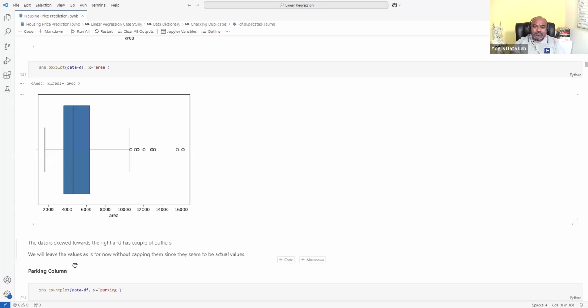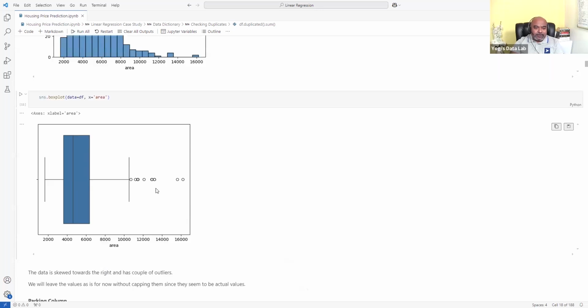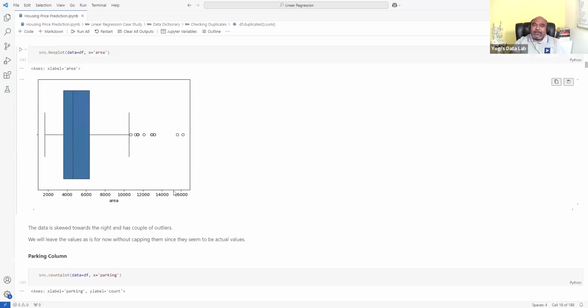And we'll leave the values as of now without capping them, because they actually look like actual variables. Some houses can have larger areas, so I'm going to leave it as it is. We'll see later on how it is performing, how it is impacting my results. If I'm not getting good results, maybe I'll try to cap it and check exactly how things are working. But for now, we'll leave it as it is.